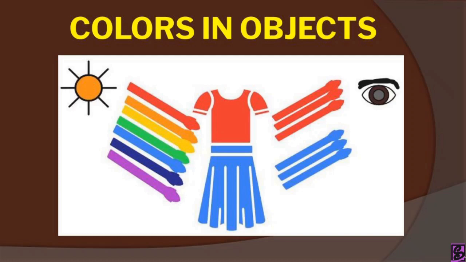Then what about white and black? White objects appear white because they reflect all colors, that is, all seven colors. It's a mixture of all visible light. Black objects absorb all colors and there is no reflection, so the object appears black.